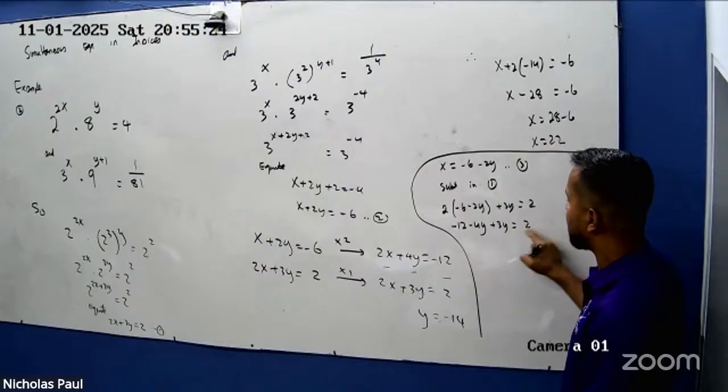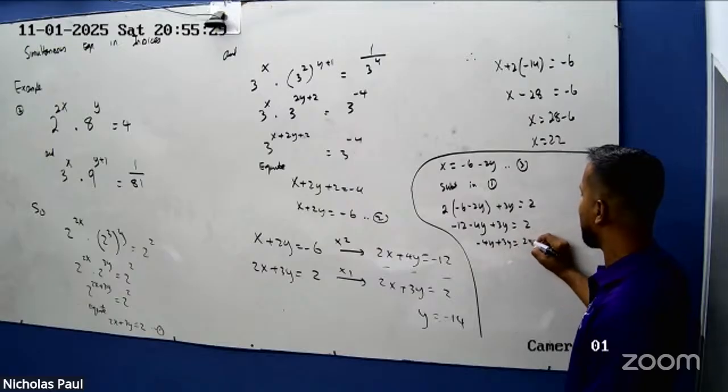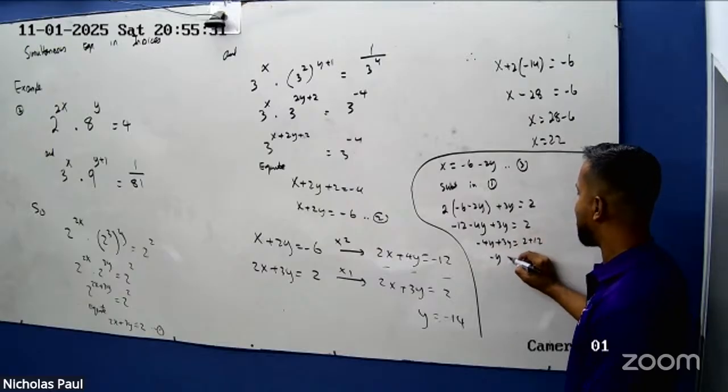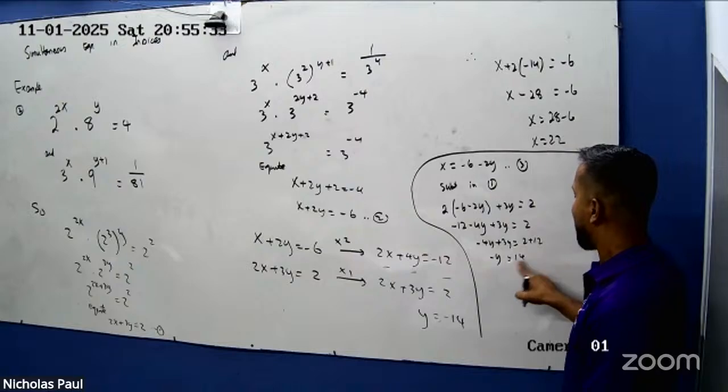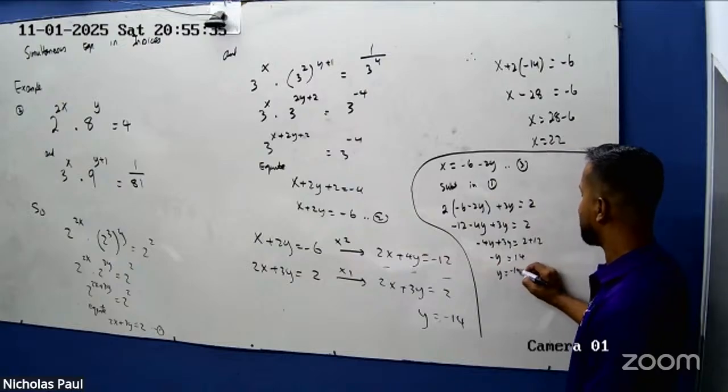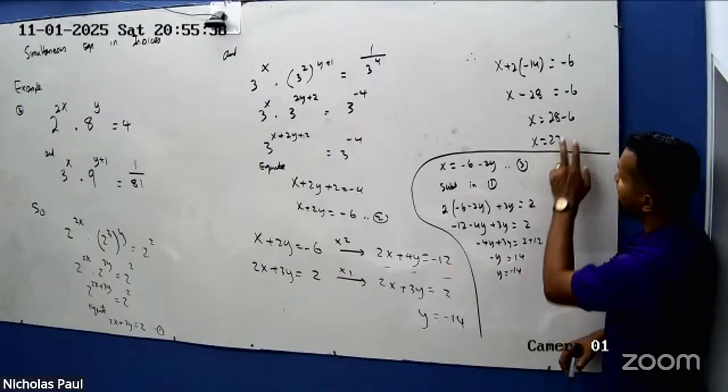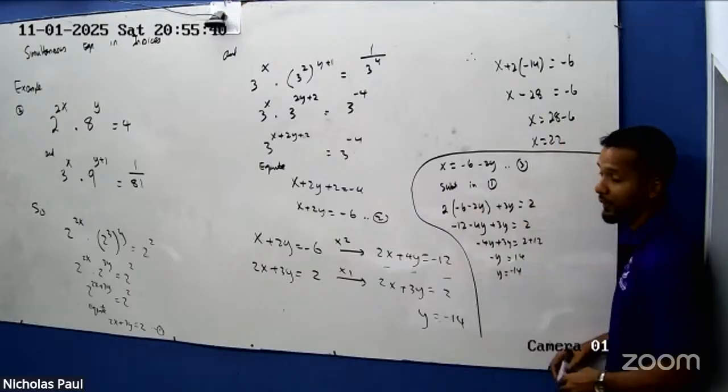Move across the minus 12, and you'll get plus 12. So you'll get minus y is 14, y is minus 14. Same thing. And then substitute for y.